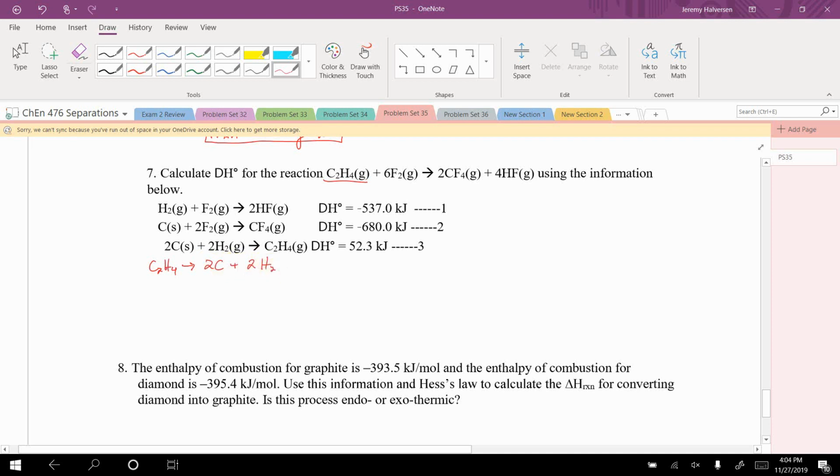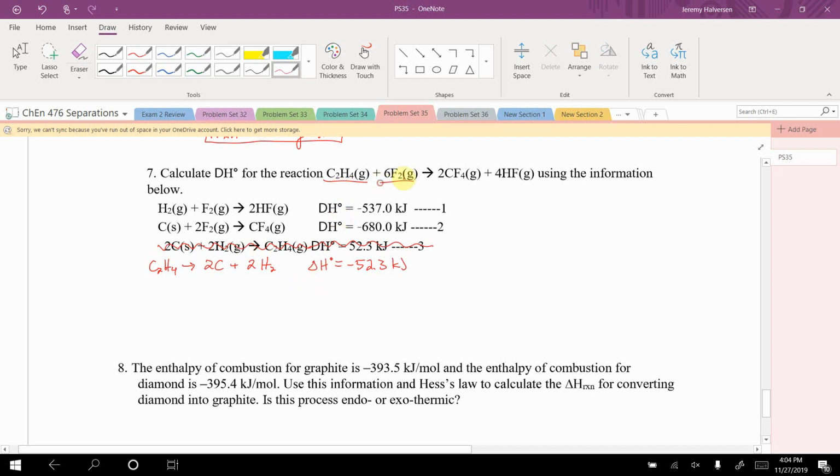Okay, so I don't care about this reaction anymore because I flipped it. Well, the delta H of my new reaction is now the negative value of the original one. Because if the reaction going forward absorbs 52.3 kilojoules, then the reaction going backward must release 52.3 kilojoules. So I don't care about this anymore. I now have this reaction that I care about. And I've gotten my C2H4 on the left.